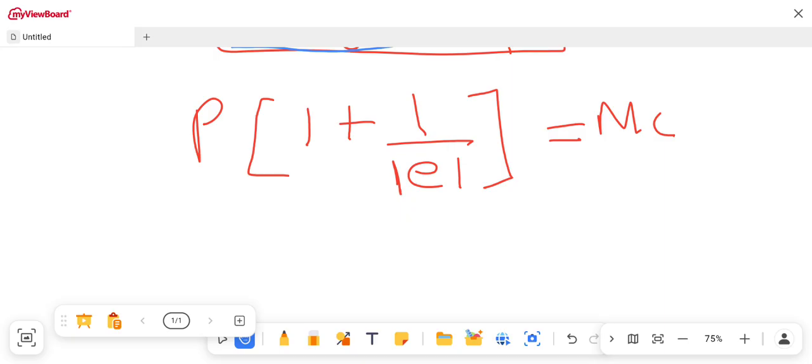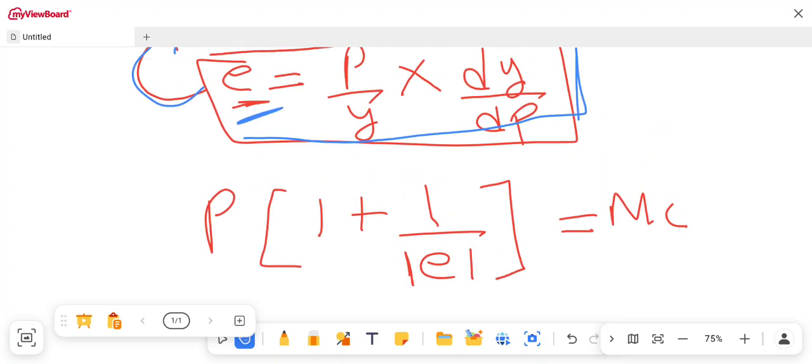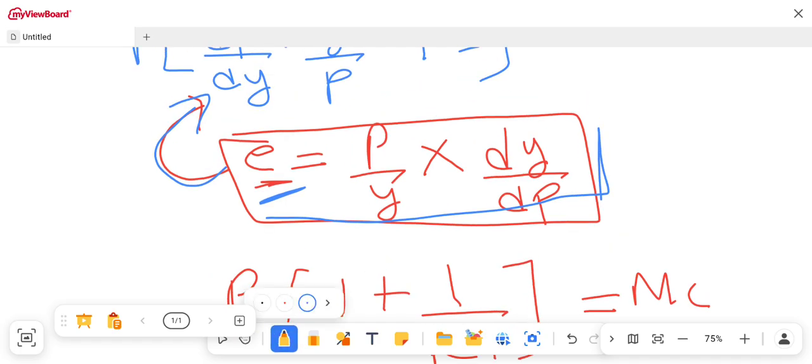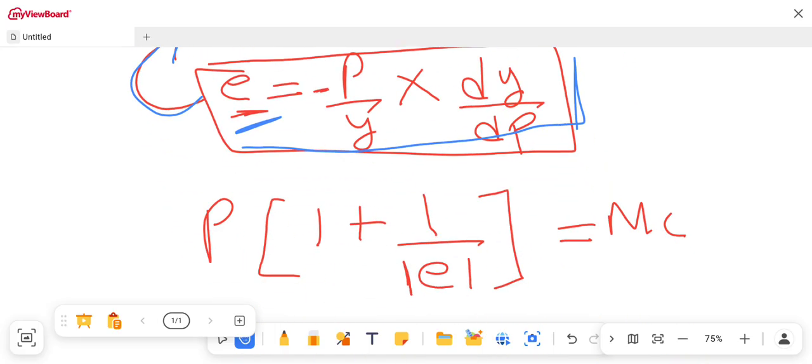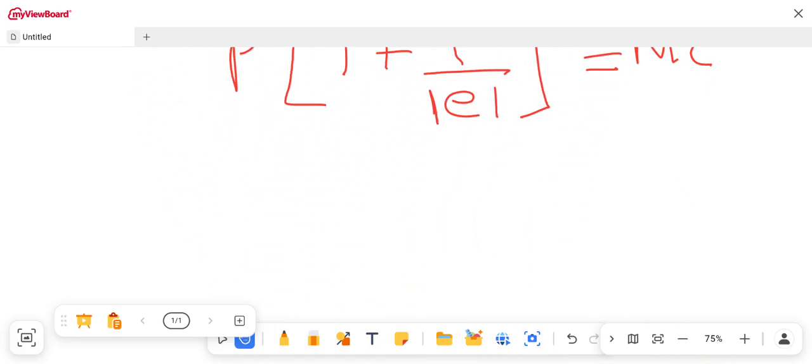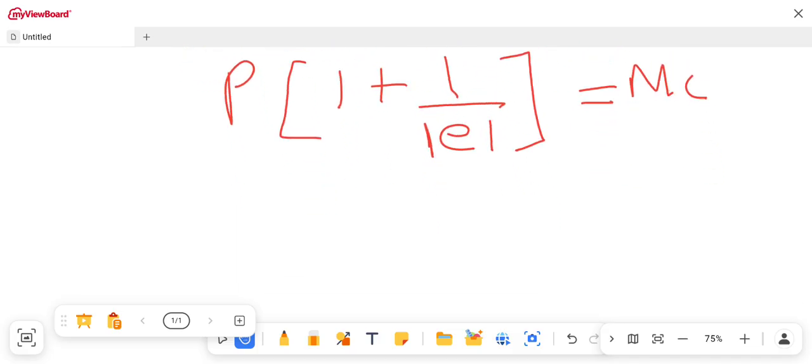Now you might be thinking why we took modulus E. Because the elasticity formula here should be in minus, and in the equation we had plus, so we have to take the mod to make it plus, otherwise it would be minus. Now this was the concept.